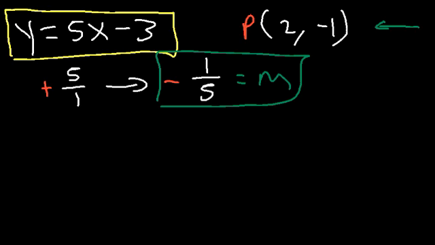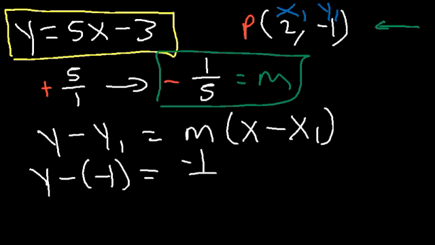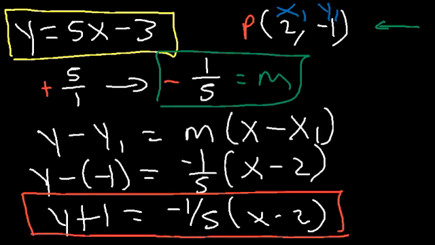So let's do it in point-slope form, and then we'll convert it to slope-intercept form. Using the equation y minus y1 is equal to m times x minus x1, x1 is going to be 2, y1 is negative 1. So y minus negative 1 is equal to negative 1 over 5 times x minus 2. On the left we have y plus 1, and on the right we have negative 1 over 5 times x minus 2. So this is the answer in point-slope form.